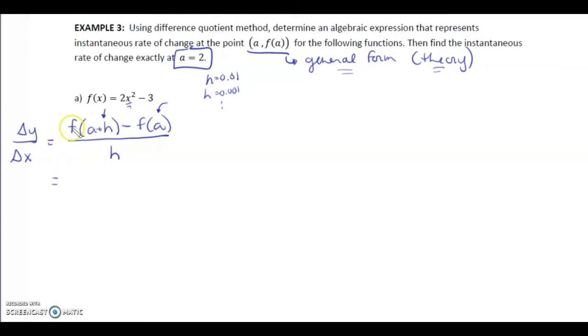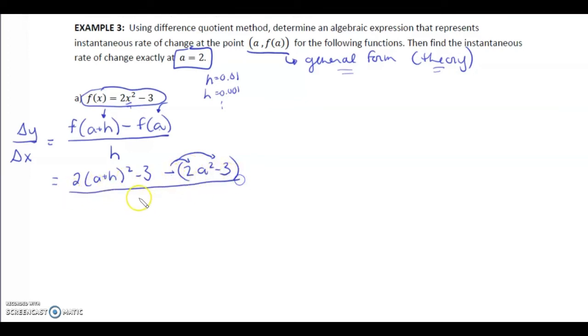So I'm going to write f of x, but I'm going to write a plus h. So I have 2 times a plus h, squared, minus 3. Then I'm going to subtract f at a, so 2a squared minus 3. Remember to put brackets around that, because in the next step, we're actually going to distribute that negative sign in because we're subtracting both of them. We're going to subtract 2a squared and we're going to subtract negative 3. And then that's over h.